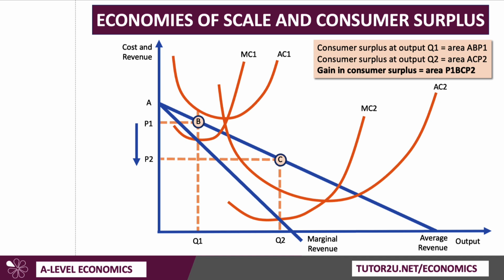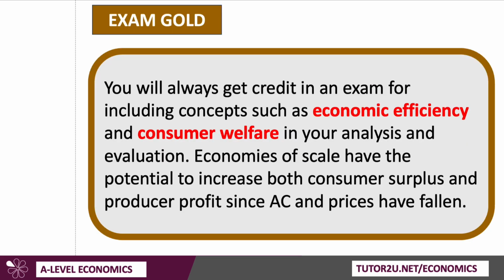Now, this is important in an exam. You will always get credit in an exam for including concepts such as economic efficiency, in this case productive efficiency, and consumer welfare, in this case consumer surplus, in your analysis and your evaluation. And internal economies of scale, if they can be exploited, have the potential to increase both consumer surplus and producer profit, since, as we've seen in the diagram, average cost has gone down and that has driven price down too.